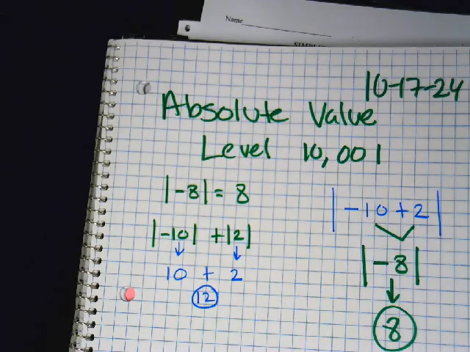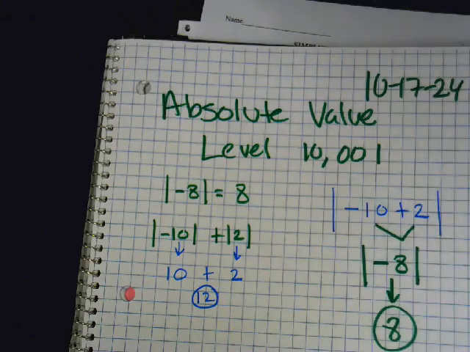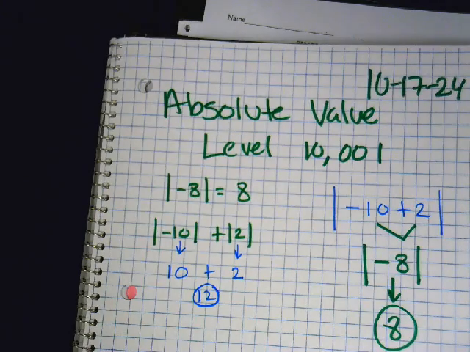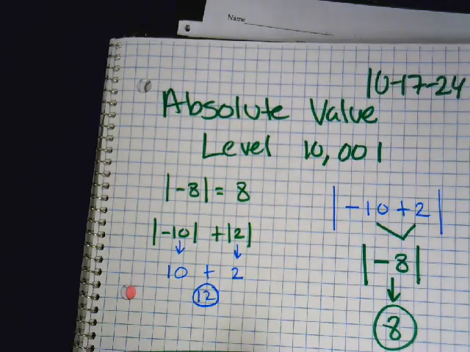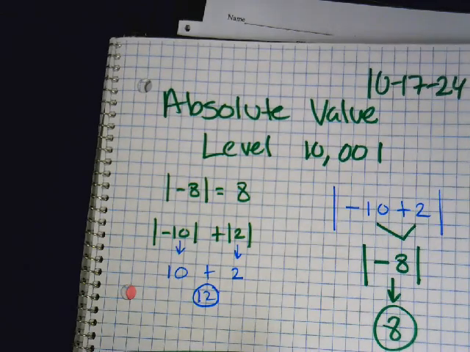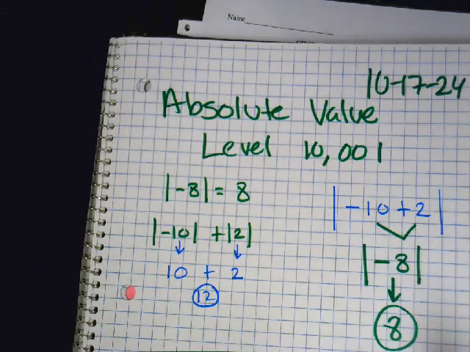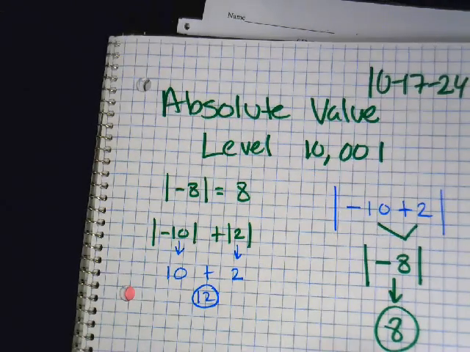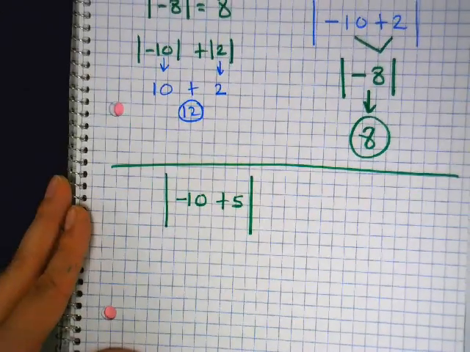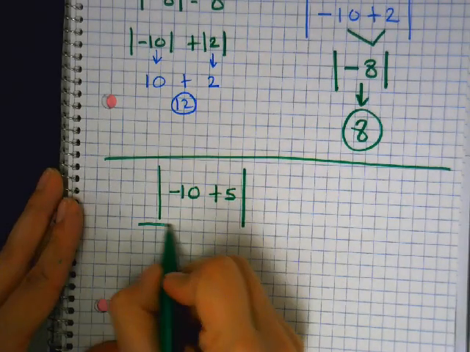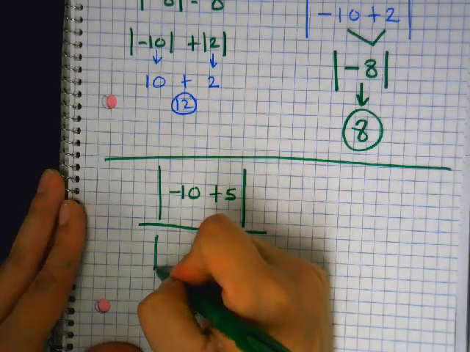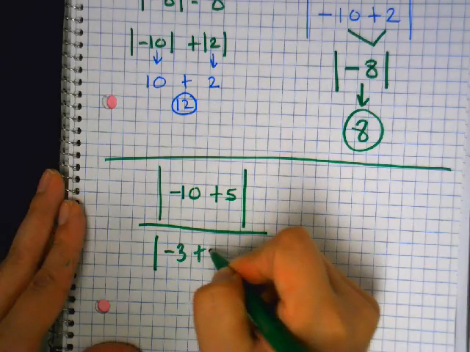Now we're going to take it up to level 10,002. Okay, here we go. What is this? Absolute value of negative 10 plus 5, absolute value, divided by absolute value of negative 3 plus negative 2.